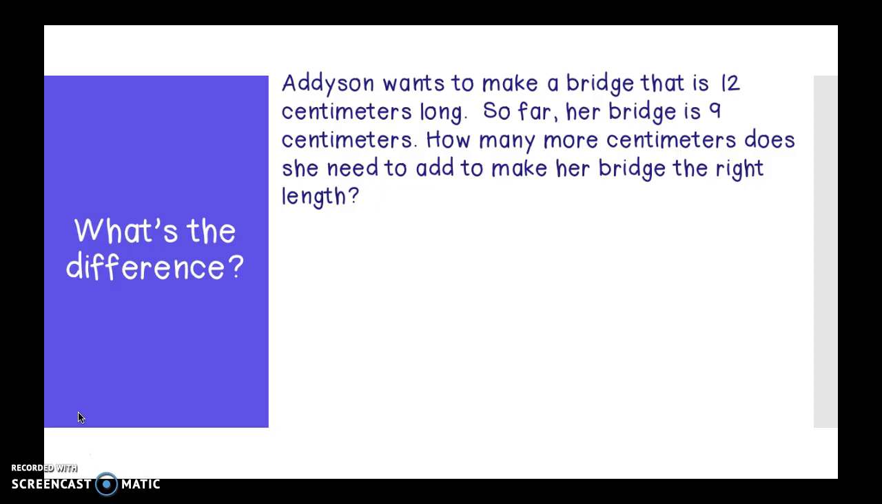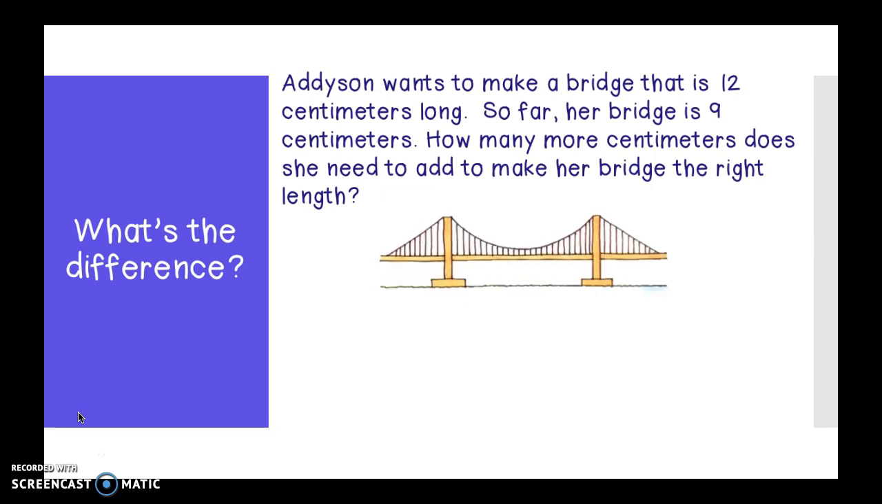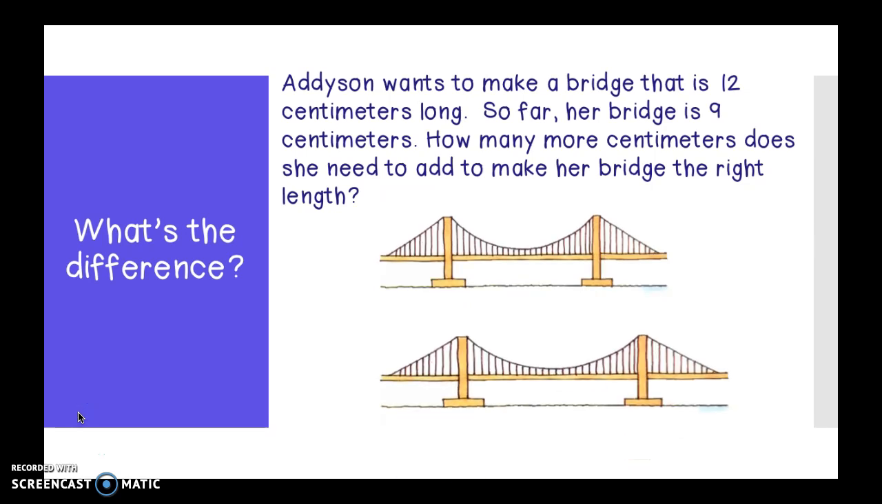So I'm going to first start with my picture. It says so far her bridge is 9 centimeters. So there's her 9 centimeter bridge. And she wants it to be 12. So she wants it to be a little bit longer. I want to know how many more centimeters does she need to make her bridge the right length of 12. That means I'm talking about this chunk right there. I need to figure out how they're different. And that chunk is the difference. I can either add that chunk to what she already has, or I can subtract what she already has to find out what's left over.